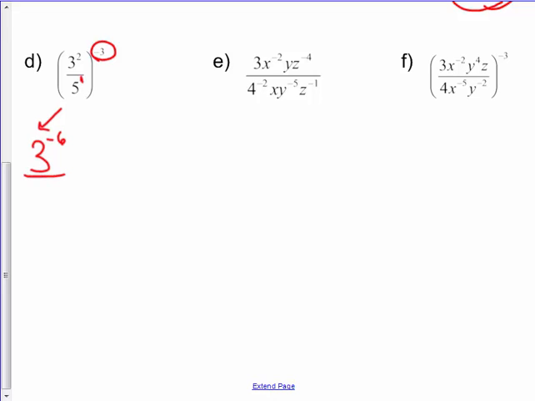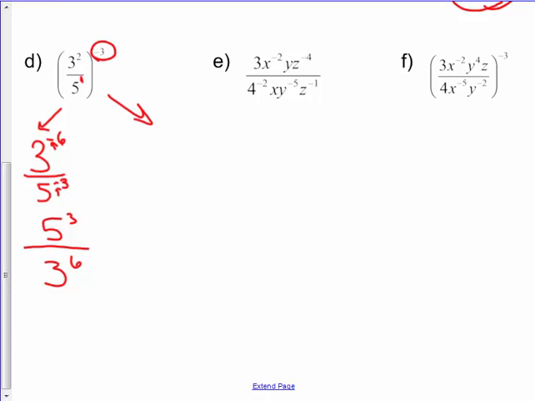Beginning of classes today. So, indeed, one way I can do this is I can put in the exponent right away. Because everything is multiplying here, I can do 3 to the negative 6, 5 to the negative 3. And again, a negative exponent, if it's on the top, it moves to the bottom. If it's on the bottom, it moves to the top. I get 5 to the 3rd over 3 to the 6th.